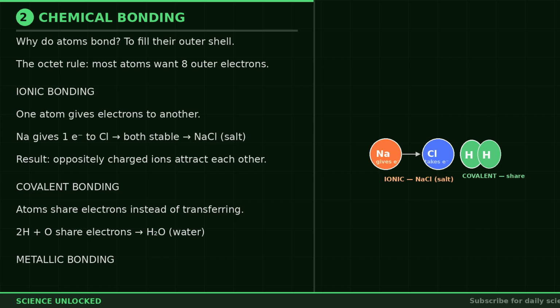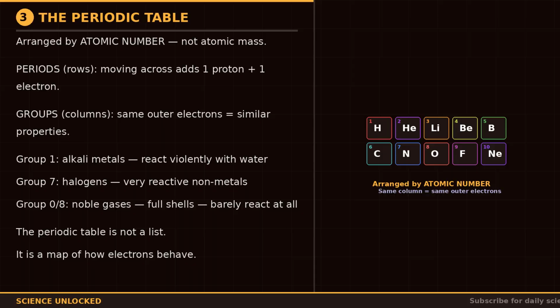Number 3. The periodic table. The periodic table is arranged by atomic number, not atomic mass, as many students assume. The rows are called periods. As you move across a period, you are adding 1 proton and 1 electron at a time. The columns are called groups. Elements in the same group have the same number of outer electrons, which is why they have similar chemical properties.